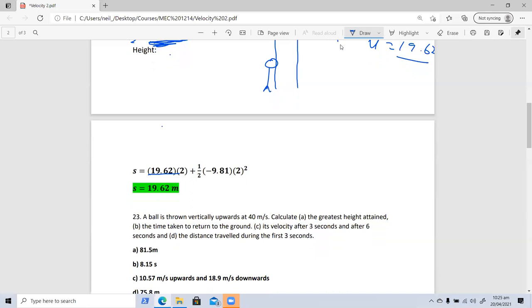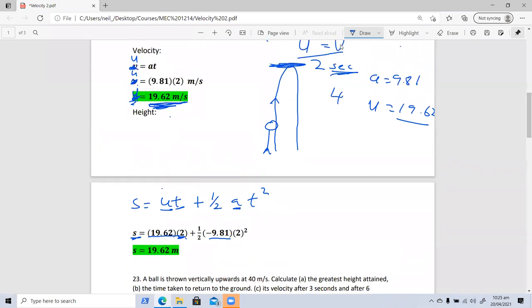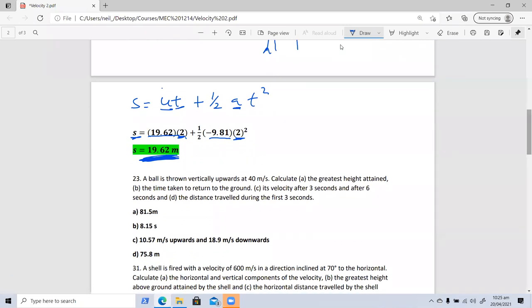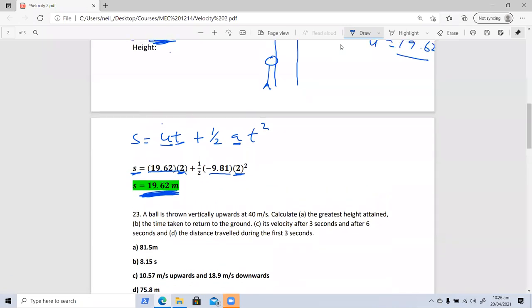Plugging those into our formula, we get S is equal to 19.62 times 2 seconds. So write the magnitude formula, S is equal to UT plus half AT squared. U is 19.62, T is 2 seconds, plus half A, which is minus 9.81, because we're continuously decelerating going up. Deceleration due to gravity on this half going up. Times T, which is 2 squared. So S is equal to 19.62 meters. Good. Any questions? You just plug the values into the formula.